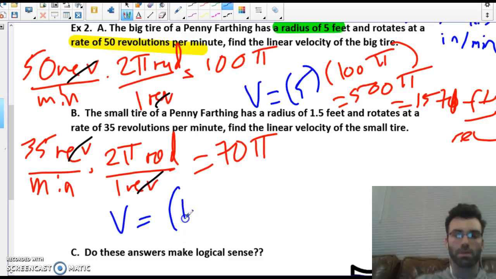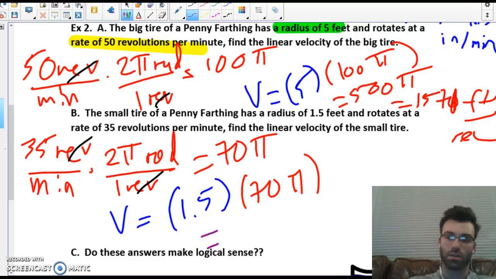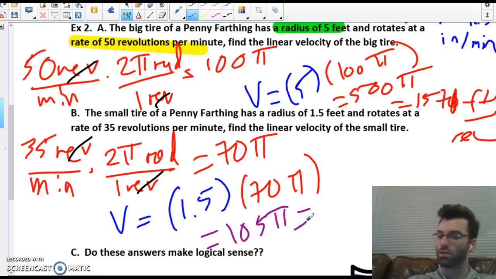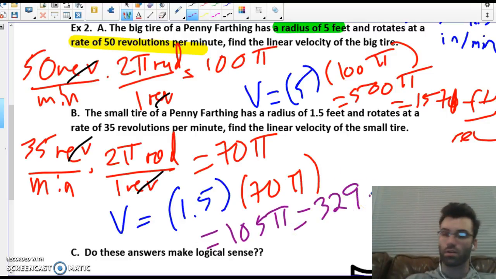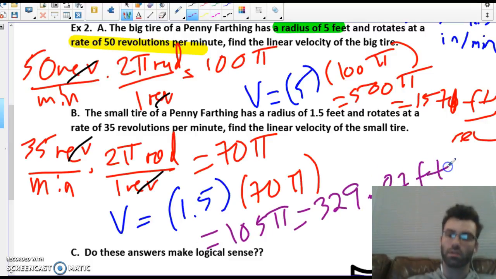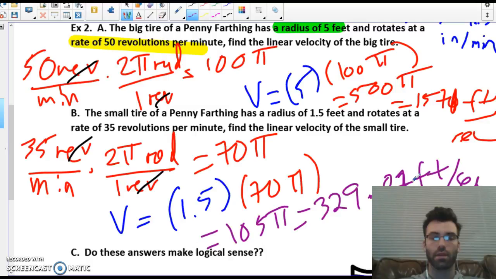And we multiply it by our radius, so 1.5 times 70 pi. And what do you get? 1.5 times 70, you get 105 pi, which is 329.87 feet per second. All right. And that is it.